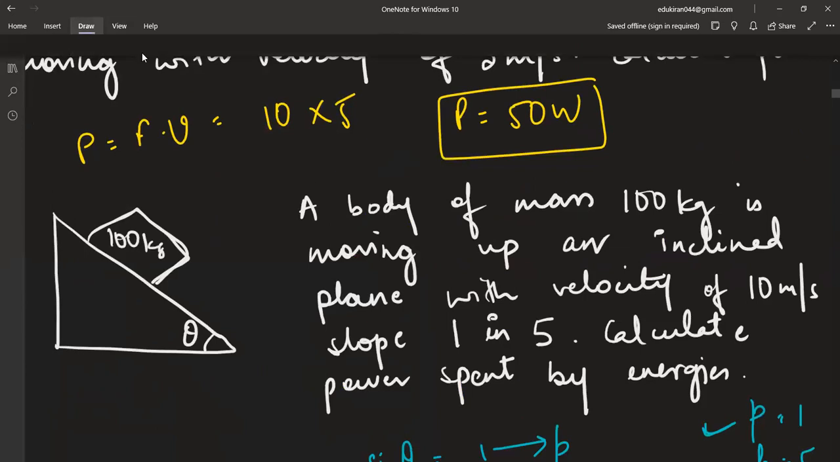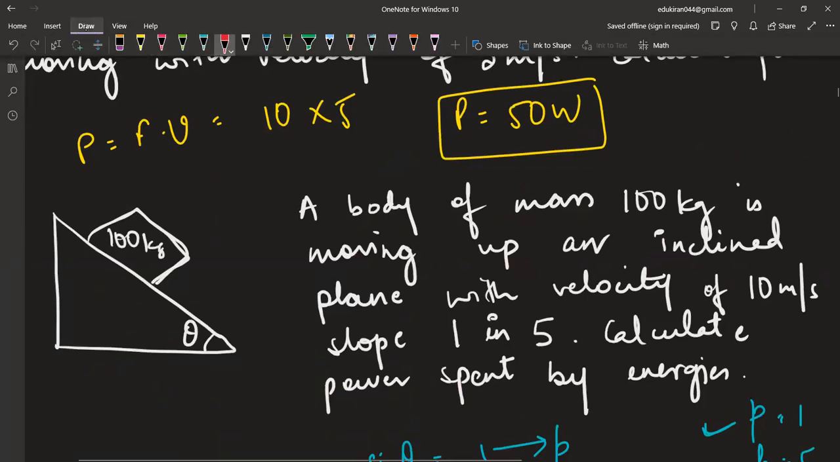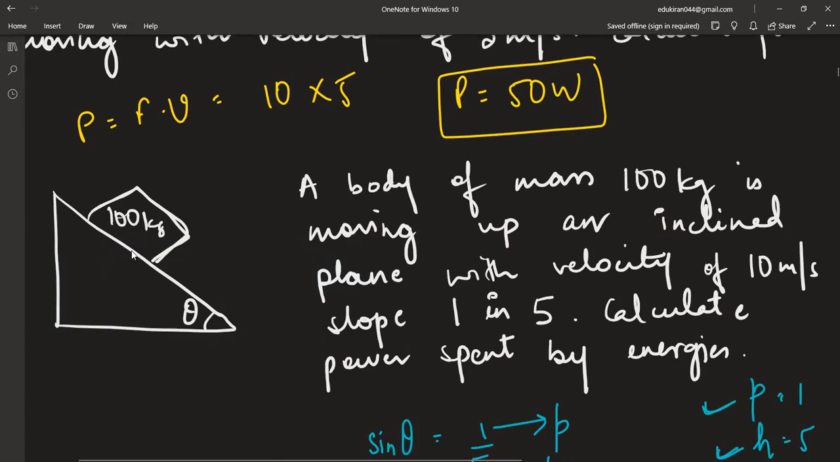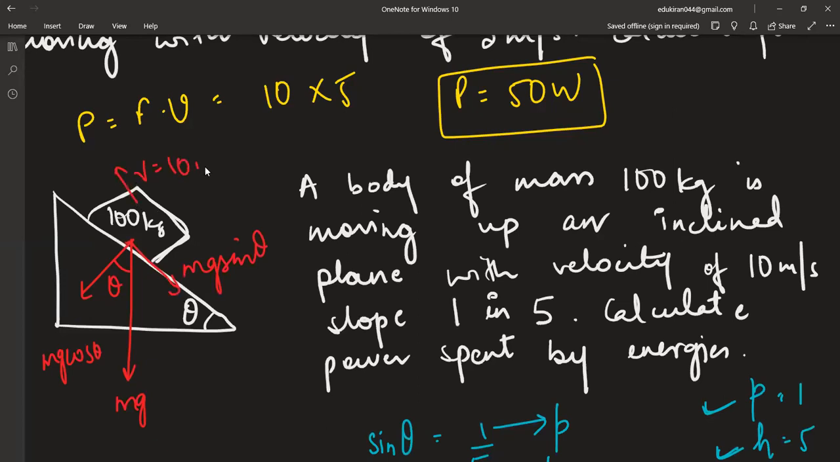Now see one more thing, come to this figure as well. See, this block is there, downwards, mg is acting. I have told you this angle, because this is 90, this is 90 minus theta. Again, this entire is 90, so this becomes theta. So this is mg cos theta because here the angle is being made with the axis. And perpendicular to it is mg sine theta. Fine. And what is the velocity of this? Velocity is 10 meter per second.